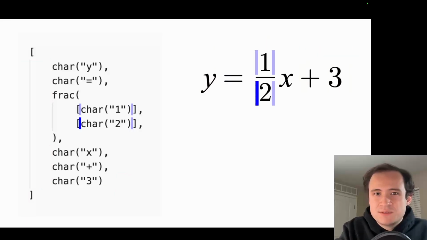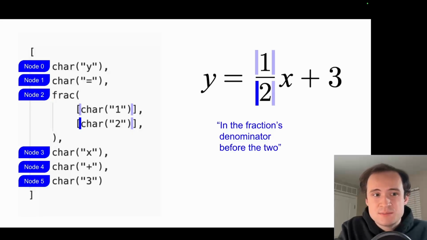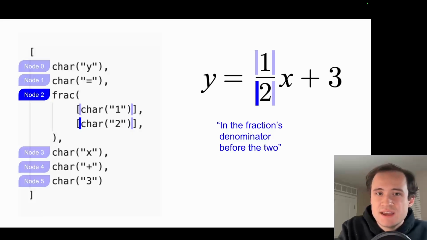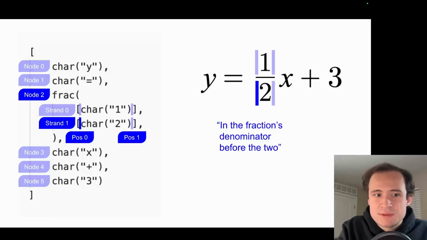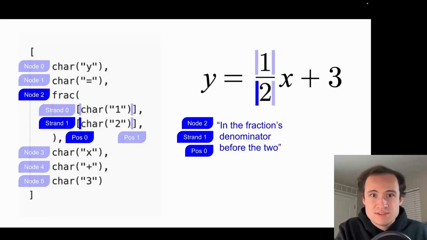And so if we focus on one example here, the English way to say it would be that this position is in the fraction's denominator before the 2. We need some way to describe that, and it's going to be more complicated than just one number. In the fraction, we can say more precisely by numbering the nodes and calling the fraction node 2. In the denominator, we can say more precisely by numbering the strands and saying it's strand 1. And then if we number the positions, we're looking at position 0. And so the English translates to node 2, strand 1, position 0.